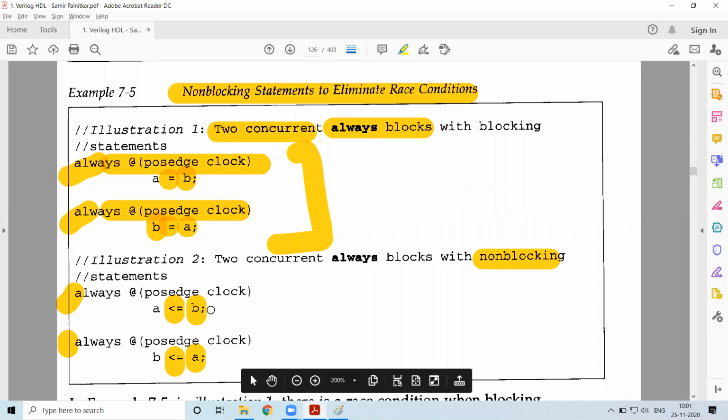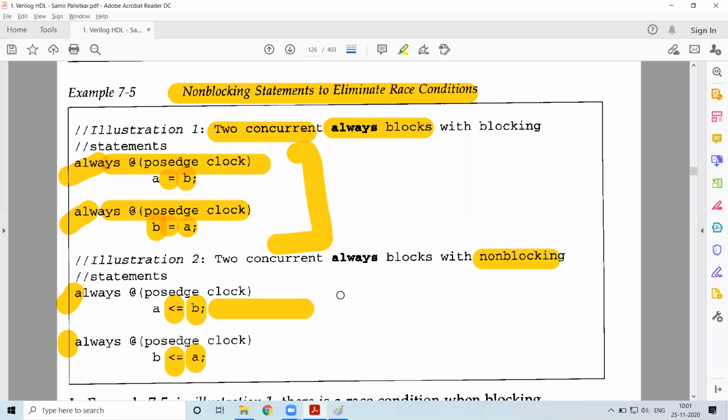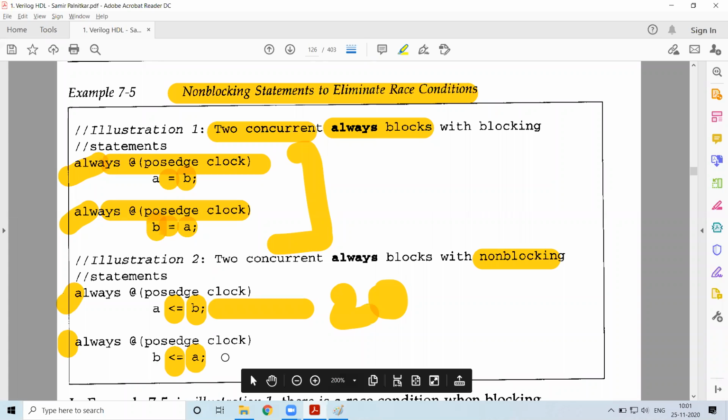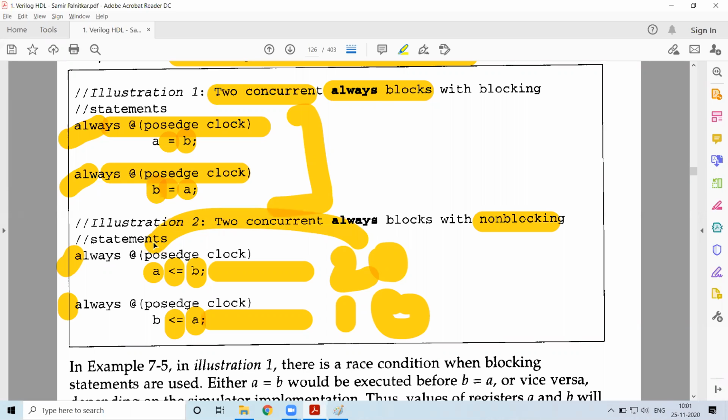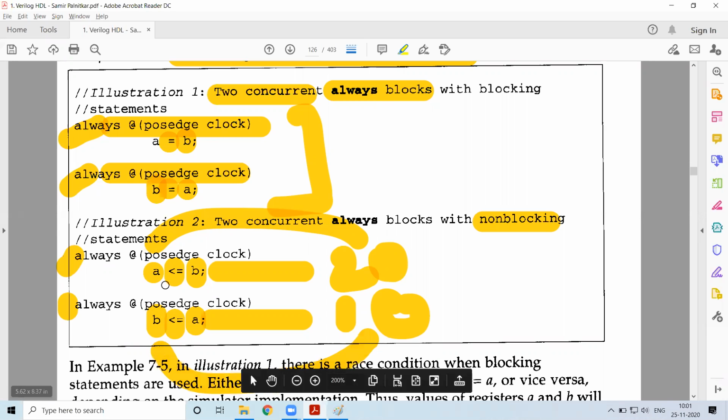So what is happening? B's value is stored in one temporary variable. Let B's value be 20 and A's value be 10. That is read and stored in the temporary variable. Now both start their execution. What will be the value of A? A will use this value, which is 20. What will be the new value of B? B will be equal to 10. So now A and B have interchanged their values.